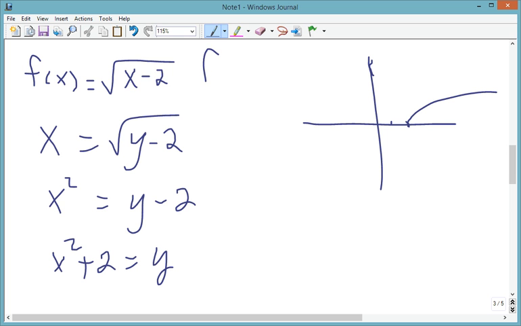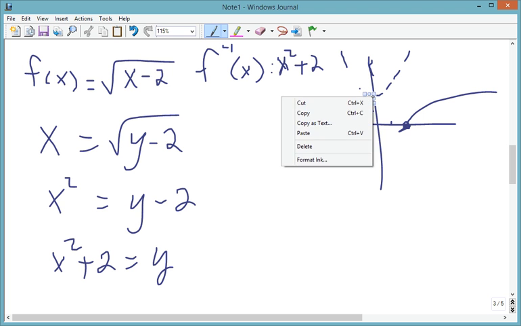Right, so we have that f inverse is x squared plus 2, right? So that would be up here. But this is our endpoint, right? And that's at 2, 0. So at 0, 2, that's our vertex.